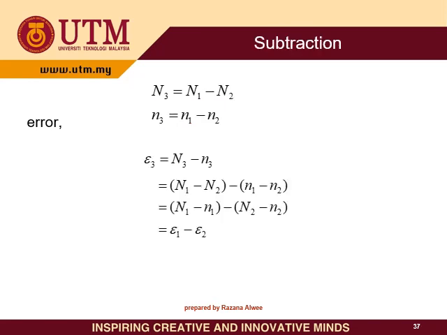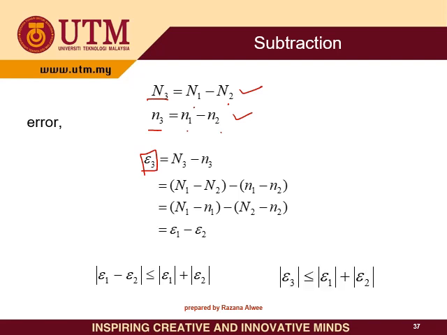What about the subtraction? Same thing. We have our real subtraction here. The real value n1 minus n2 equals n3. The approximate value n1 minus n2 equals the approximate value of n3. Same, we put it into the equation in order to find our relative error for number 3.